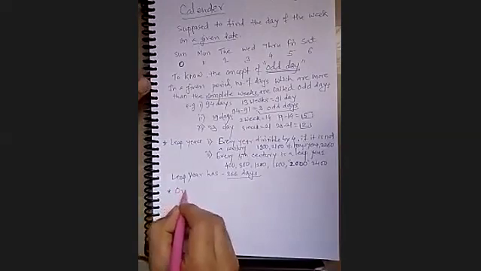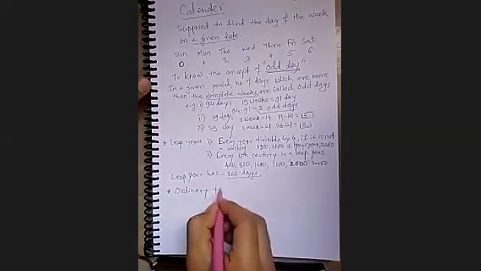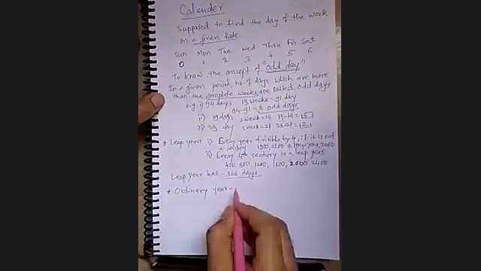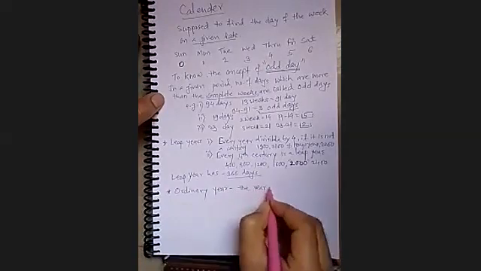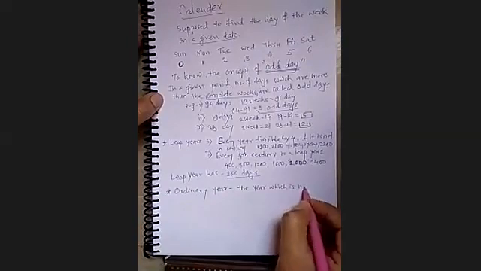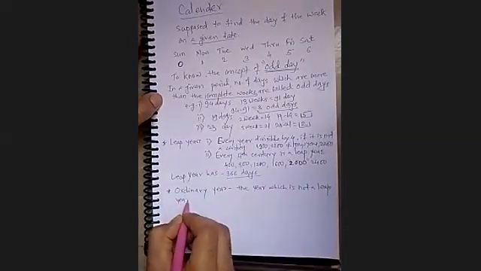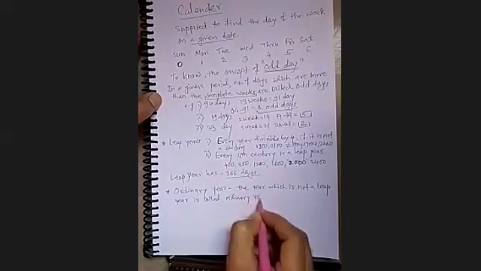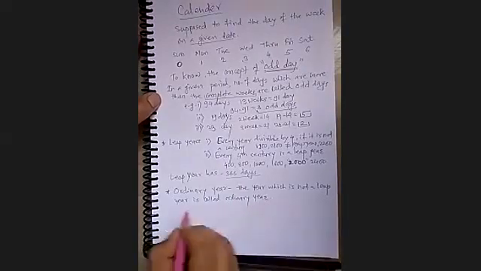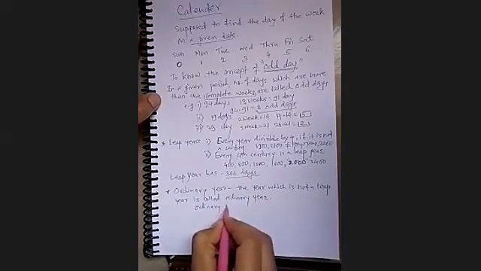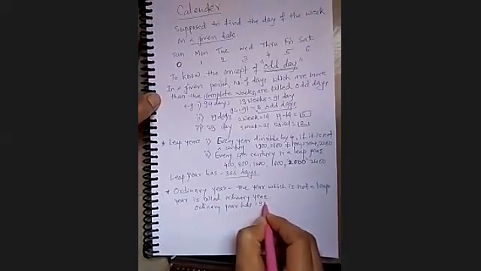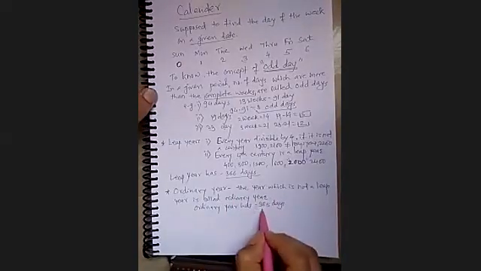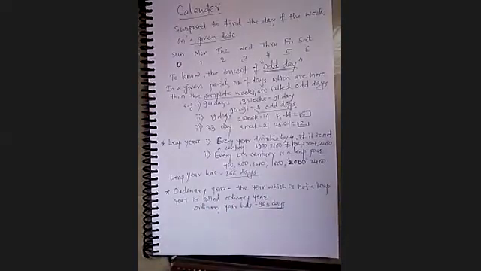Okay, next is about the ordinary year. Now see, the year which is not a leap year is called an ordinary year. Any ordinary year has 365 days. Fine.